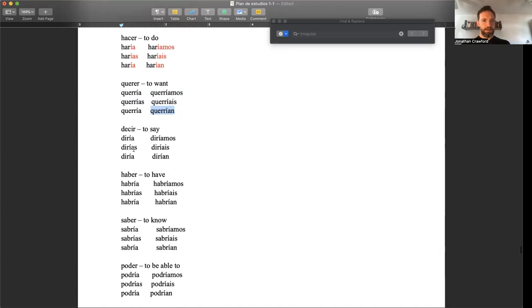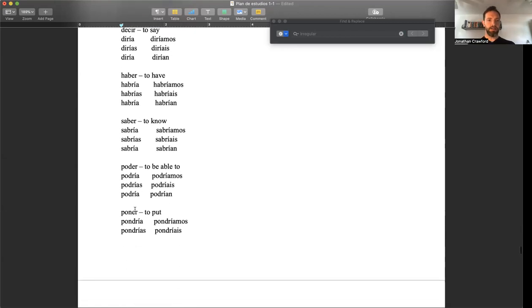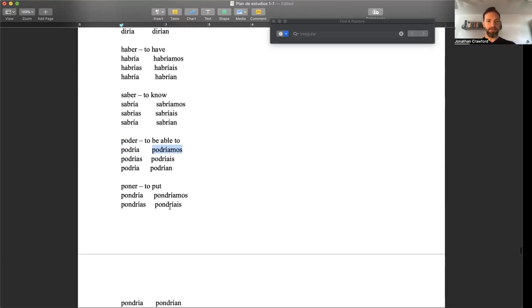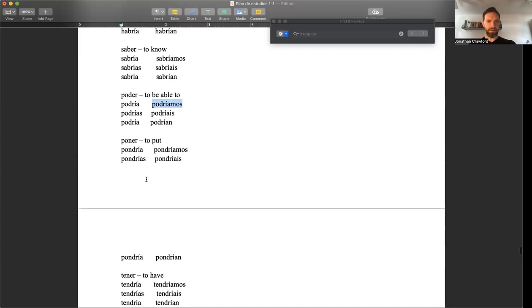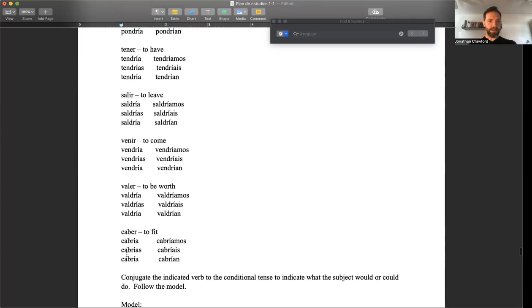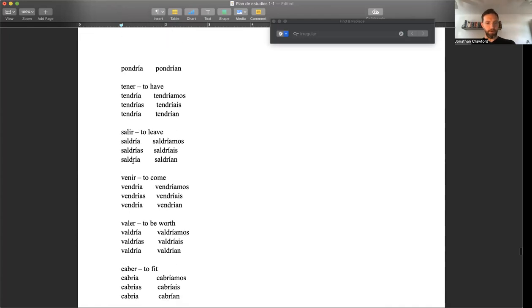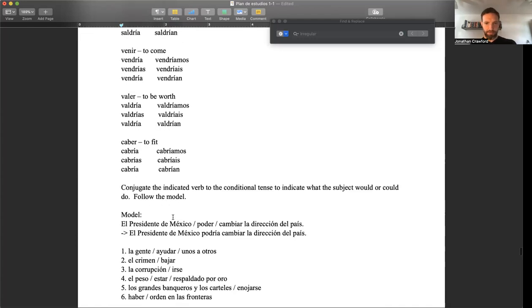And same thing with decir is diría, haber, habría, saber, sabría, poder, podría. And there we are. That's podría, podríamos, podríais. Any one of those. Podría. Poner, pondría. Tendría, saldría, vendría, valdría, cabría. Yo cabría. Okay? Yo cabría. That's an exercise that we will do afterwards.